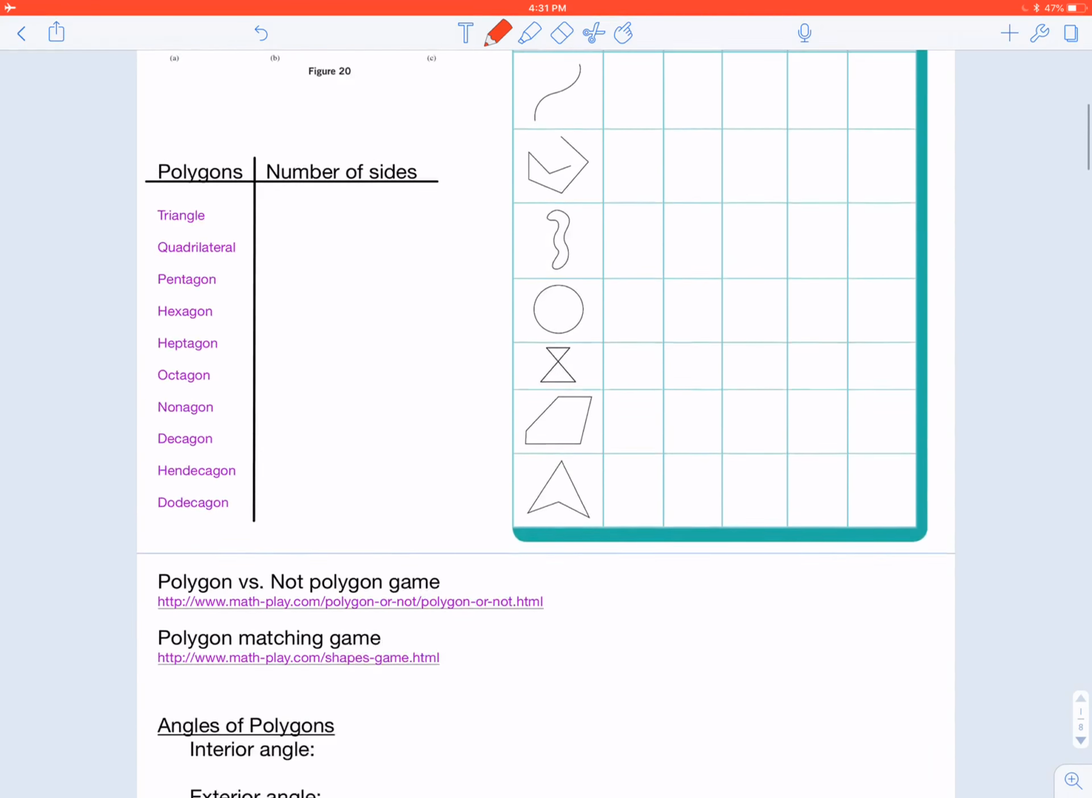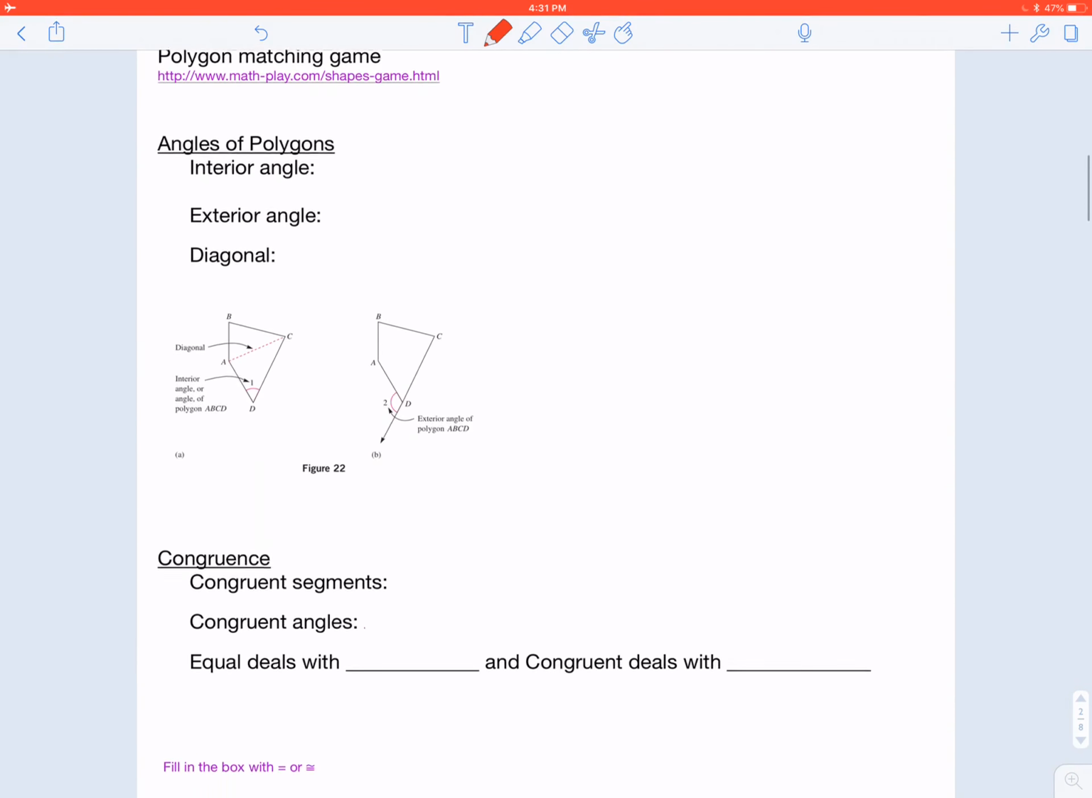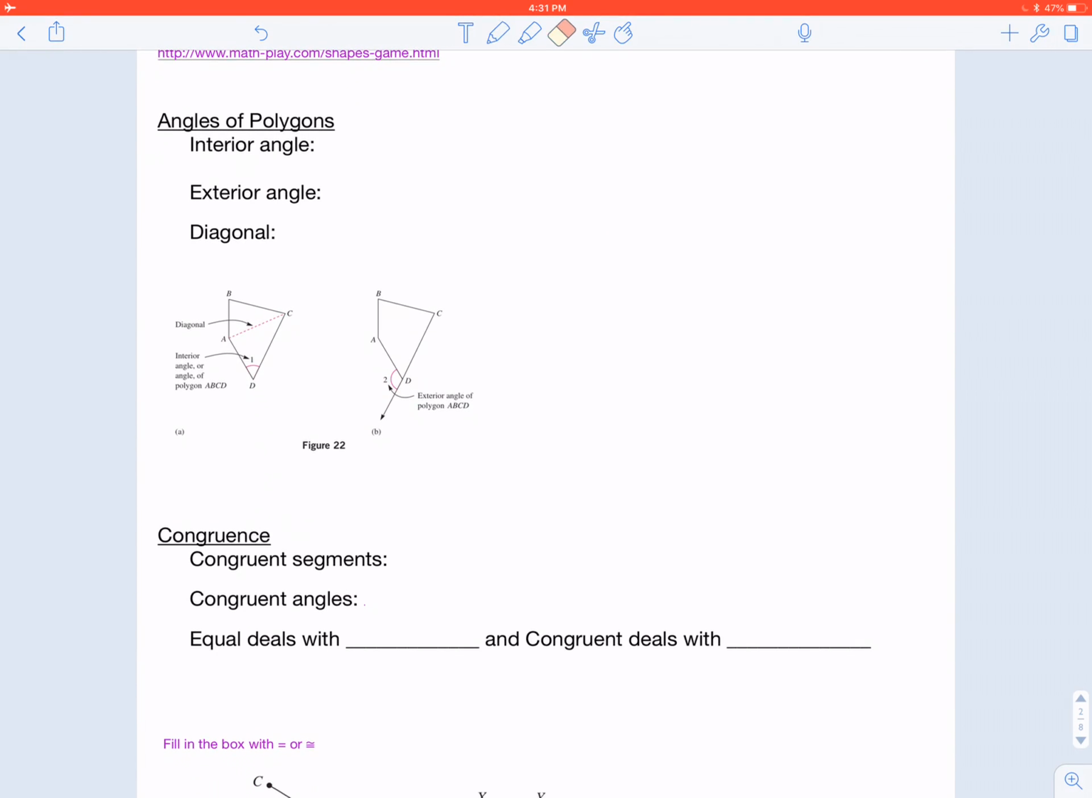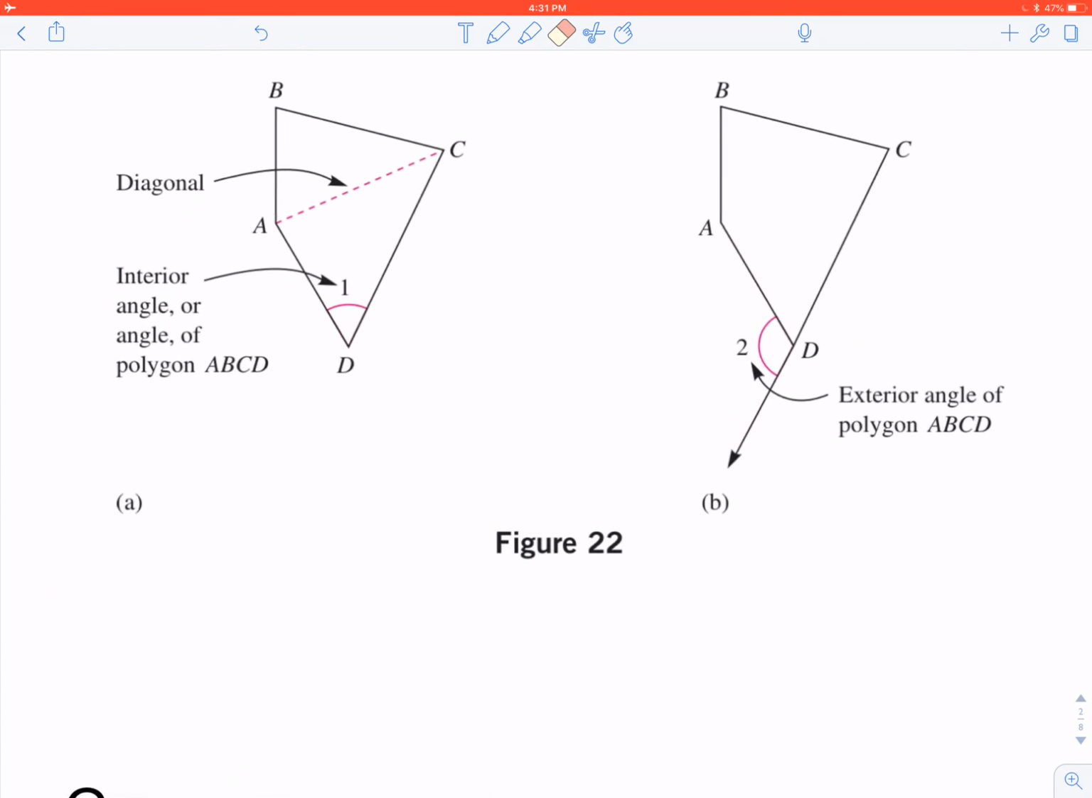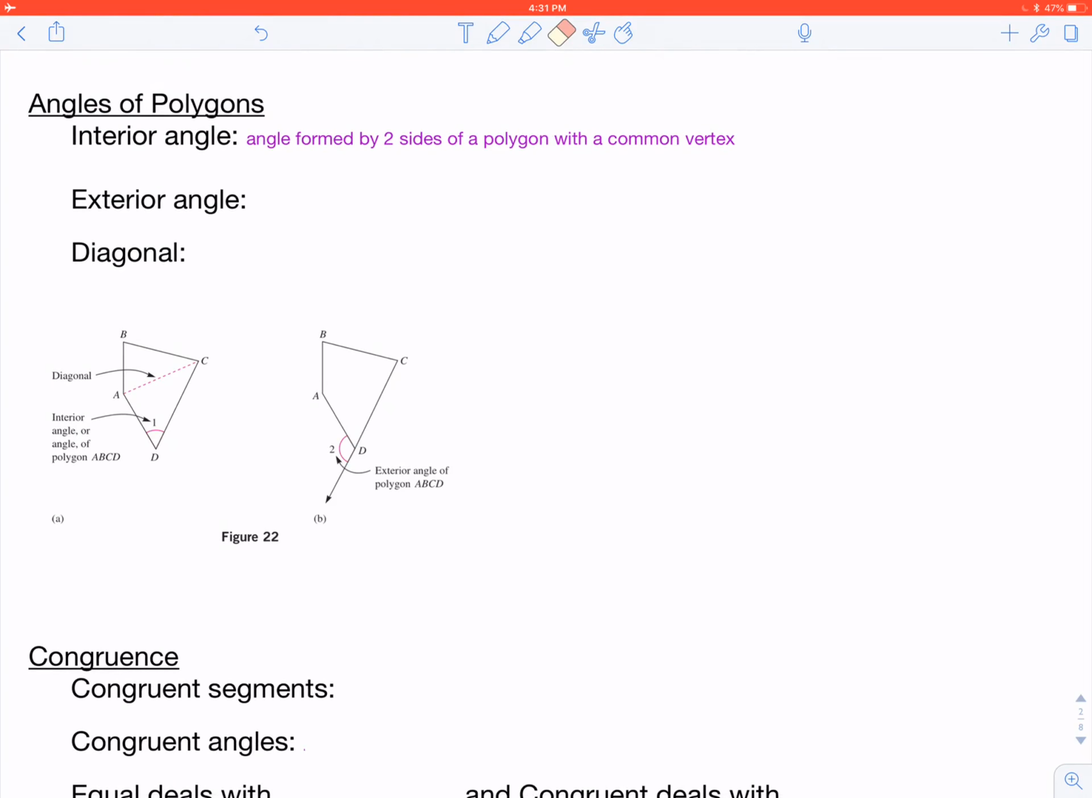All right, then if you'd like to jump down, please, to angles of polygons. The interior angle of my polygon is going to be an angle formed by any 2 sides of a polygon with a common vertex. Any 2 sides that have a common vertex. You can see here that I have an example of this. This angle number 1 is going to be an interior angle of my polygon.